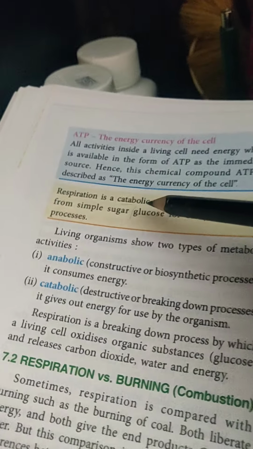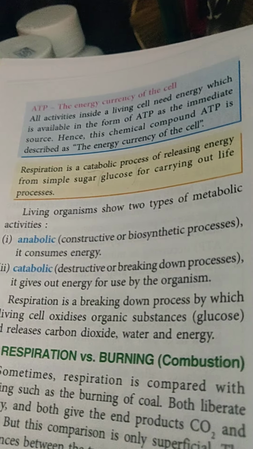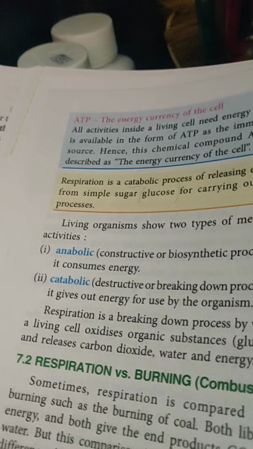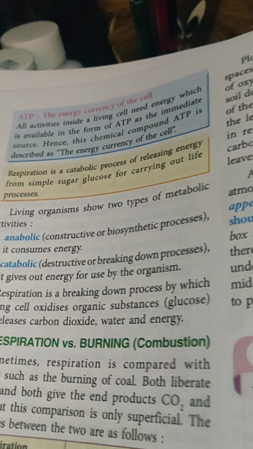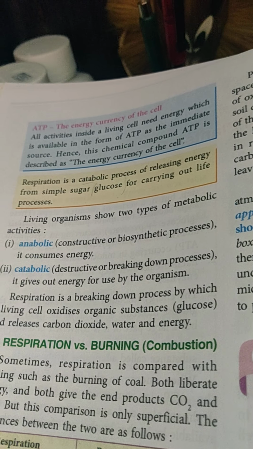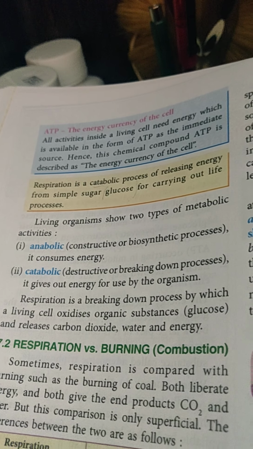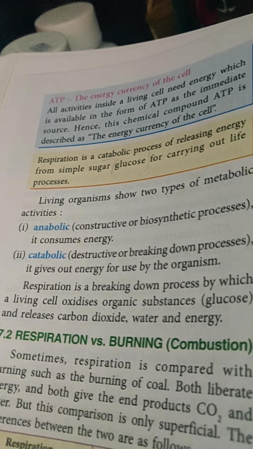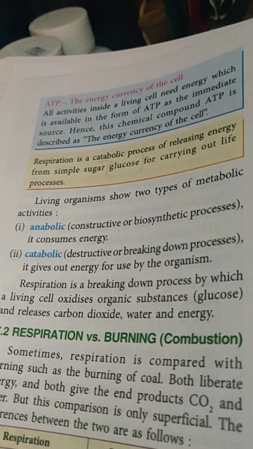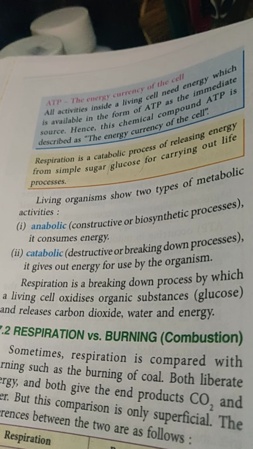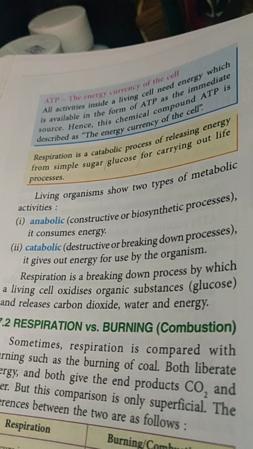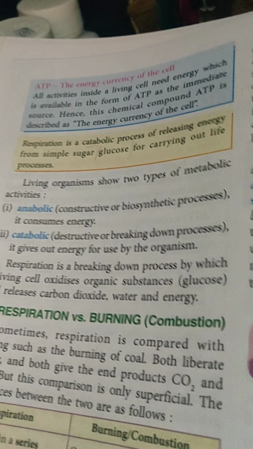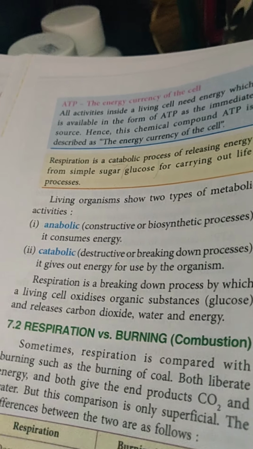Now when I mentioned catabolic, this is kind of a new term for you. So what is it? All the metabolic processes in our body can be divided into two types: anabolic processes and catabolic processes. Now, anabolic processes are those processes which consume energy, and catabolic processes are those which release energy. Okay, so that's the difference between anabolic process and catabolic process.